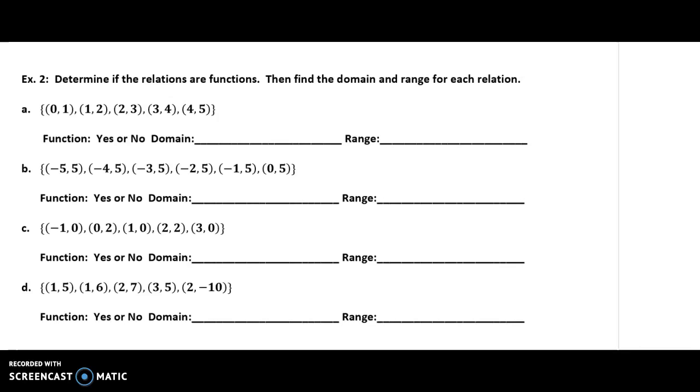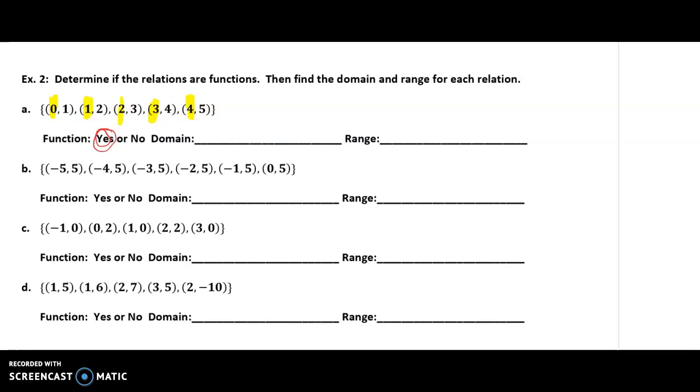So to determine if a relation is a function, we need to look at all of the inputs. Now remember, the inputs are all the x values. So here we highlight all the x values. We got a 0, a 1, a 2, 3, and 4. And since none of those x values repeat, that means every one of these input values leads to exactly one output value. Therefore, this relation is a function, again, because none of the x values repeat.